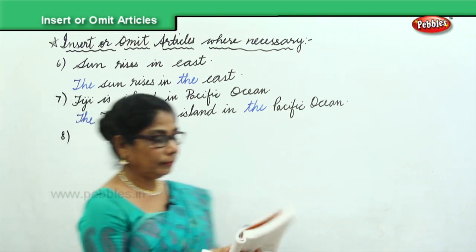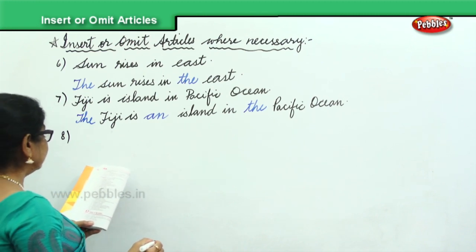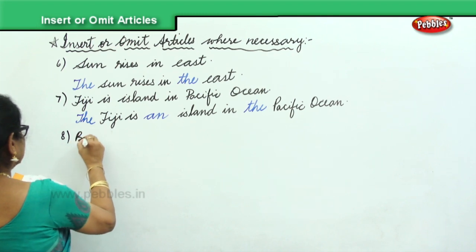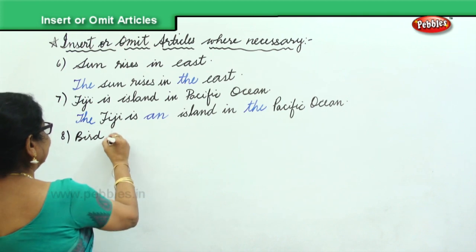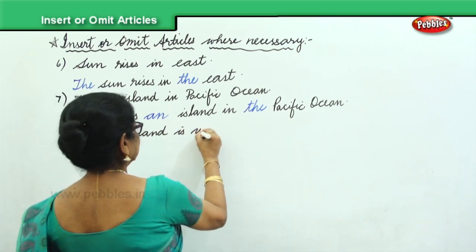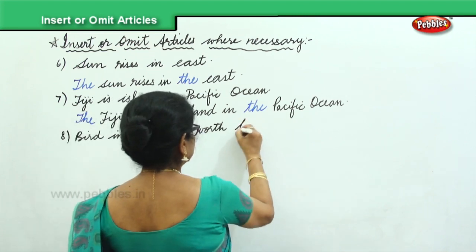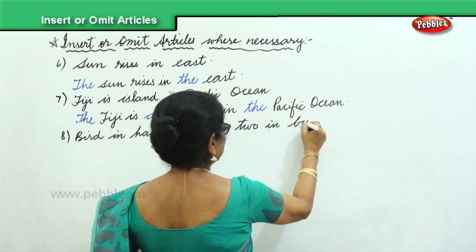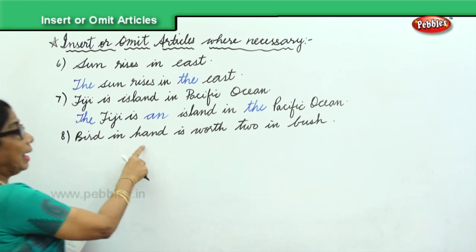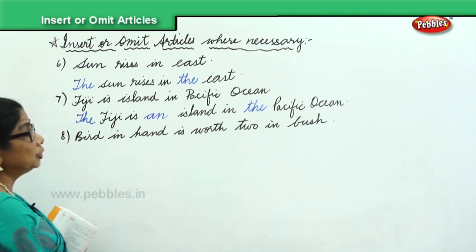Next one. Bird in hand is worth two in bush. So what is the answer? You will say, a bird in hand is worth two in a bush. A bird in hand is worth two in a bush.